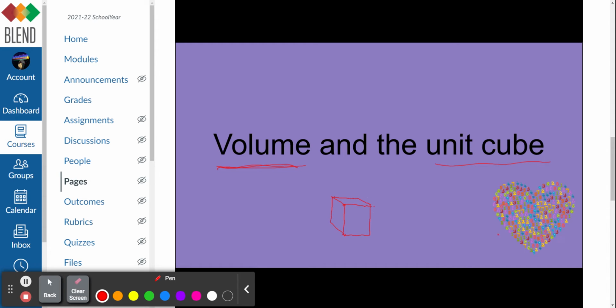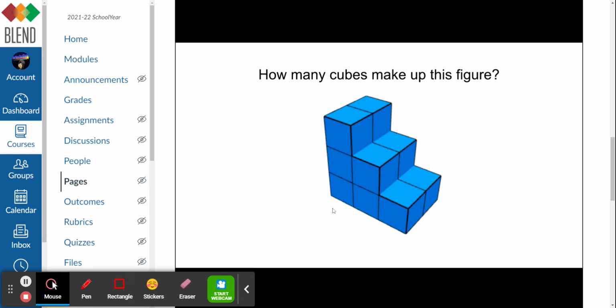The unit cube is 1 unit this way, and it's 1 unit this way, and it's 1 unit this way. So it's got length, width, and height, and that's what you're looking at. So 1 unit long, 1 unit wide, 1 unit tall or high. All right. So this is 1 unit cube. It's just like those little cubes that we work with in the classroom. All right. So let's take a look and start to talk about volume.